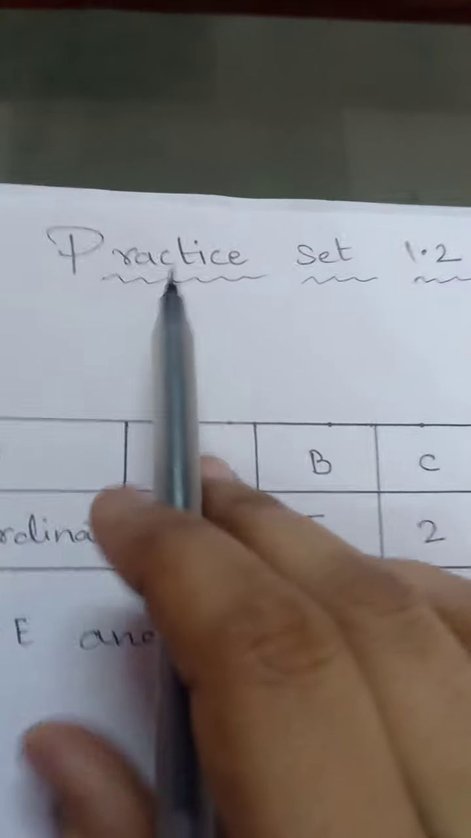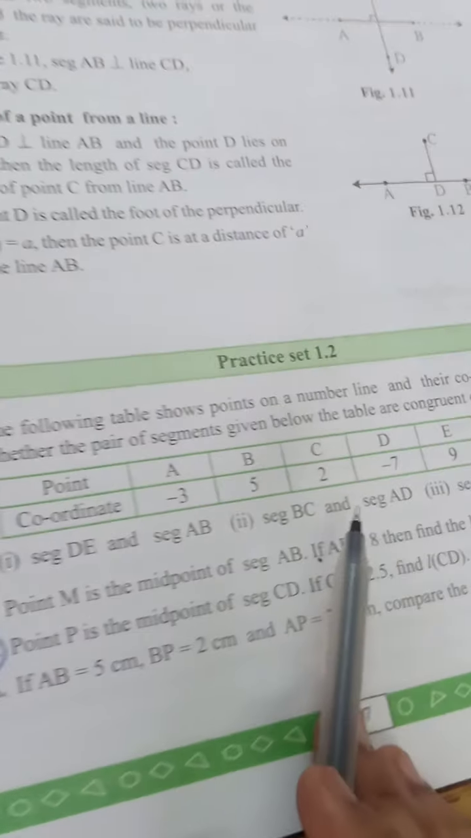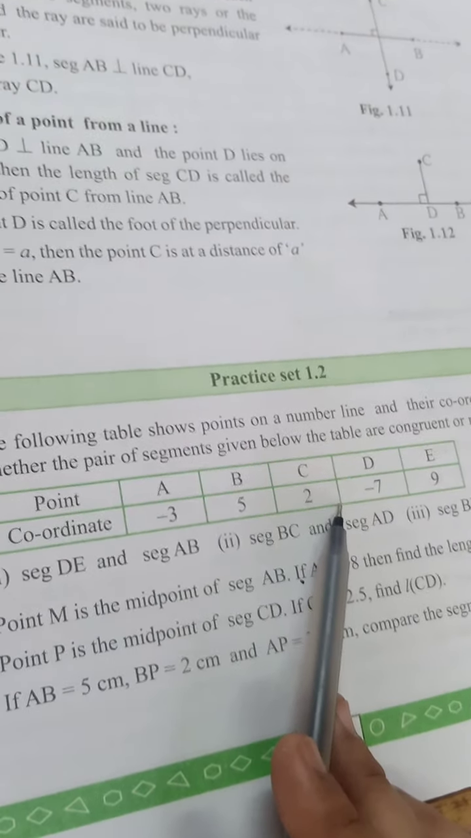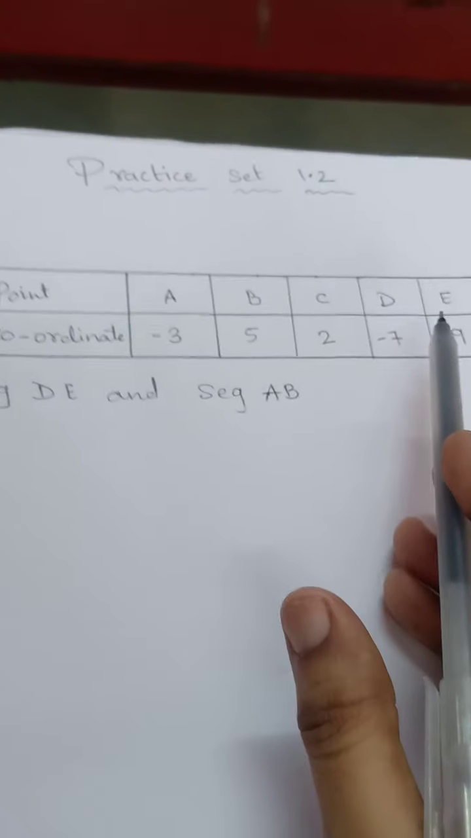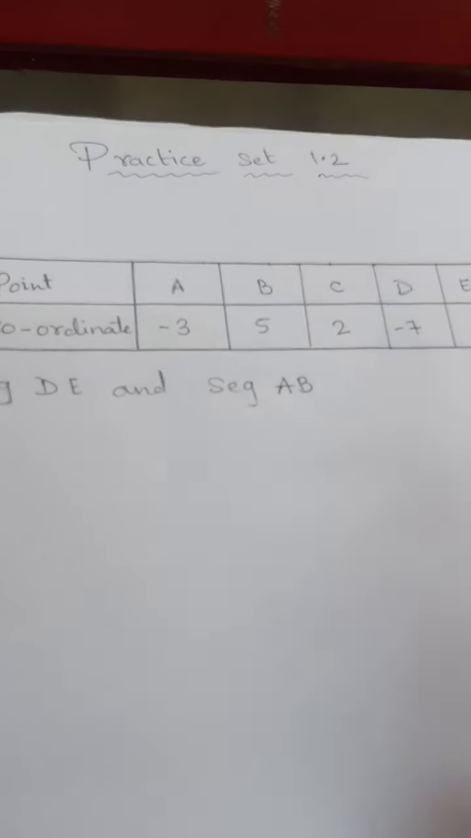Now we will start solving practice set 1.2. So I have taken here the same table. See here in the textbook, this is the table given to us. So the same table I have taken here. Here I have taken the points and their coordinates, all the 5 points with their coordinates.